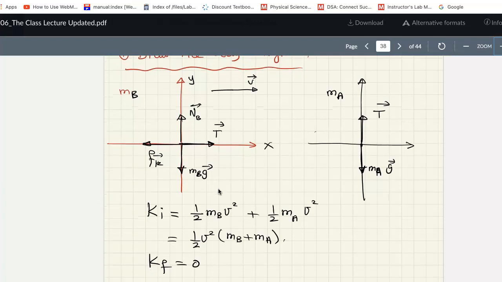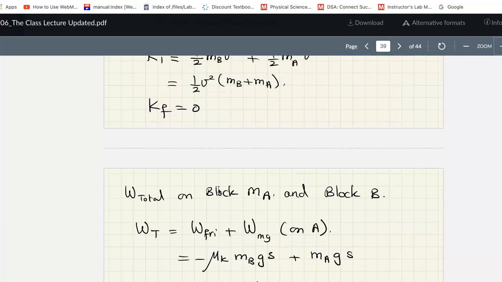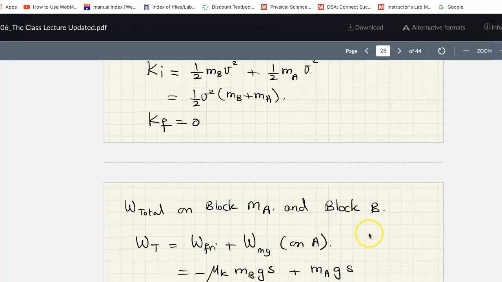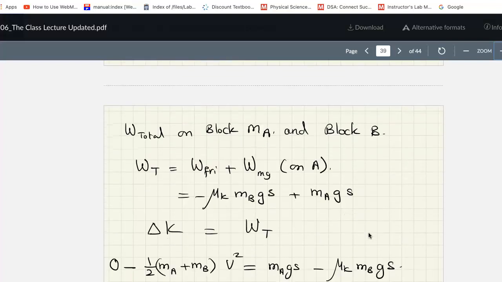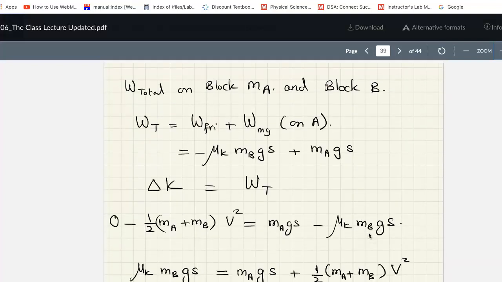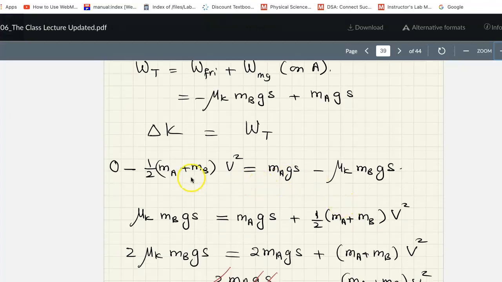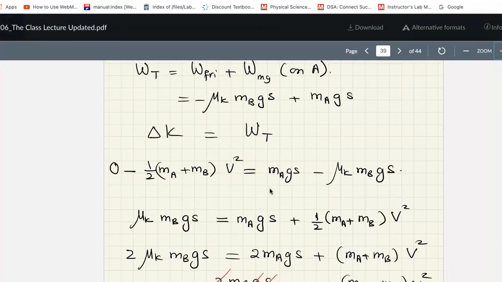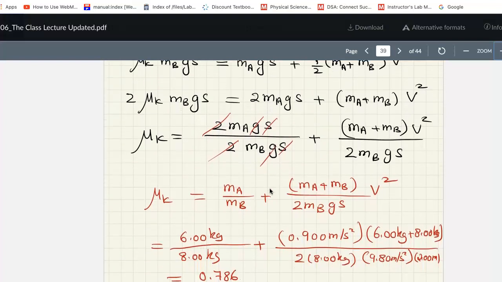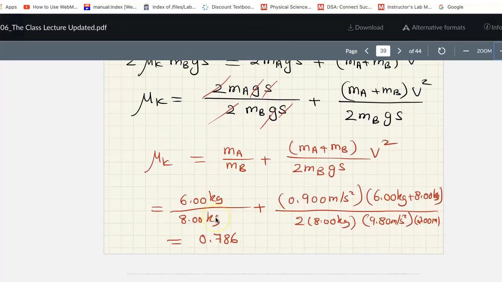Now K initial is going to be 1/2 mB v squared plus 1/2 mA v squared, and I can collect the terms. The K final is 0. Now the total work on block A and block B can be calculated as the work done by friction plus the work done by the weight on A, which is the hanging mass. The total work done on the system equals the total change in the kinetic energy. Then I will make these equal, simplify and cross out the variables that I don't need, and find what is really mu_k.